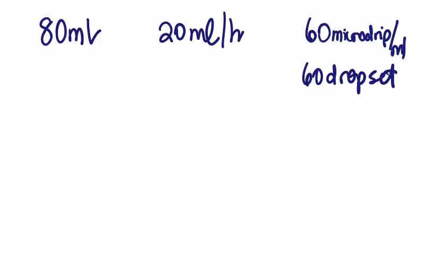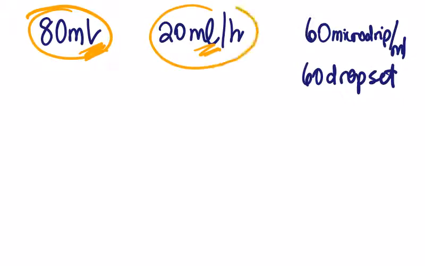The first thing is just looking at the most important piece of information, which is the 80 mils, because that's what we want to infuse using the drop set. So what is the connection here? Mils. So these two pieces of information are the ones we're going to use at first to discover the time it will take to infuse it.